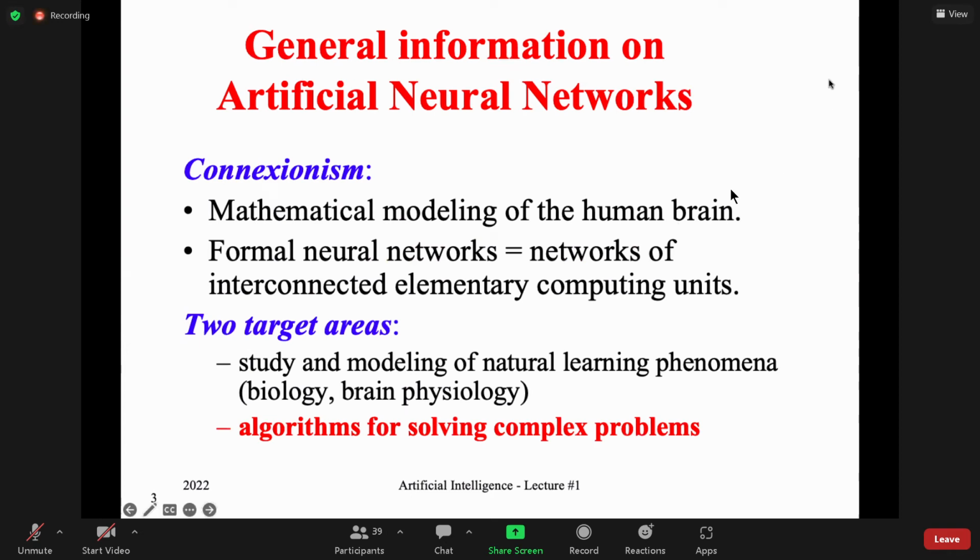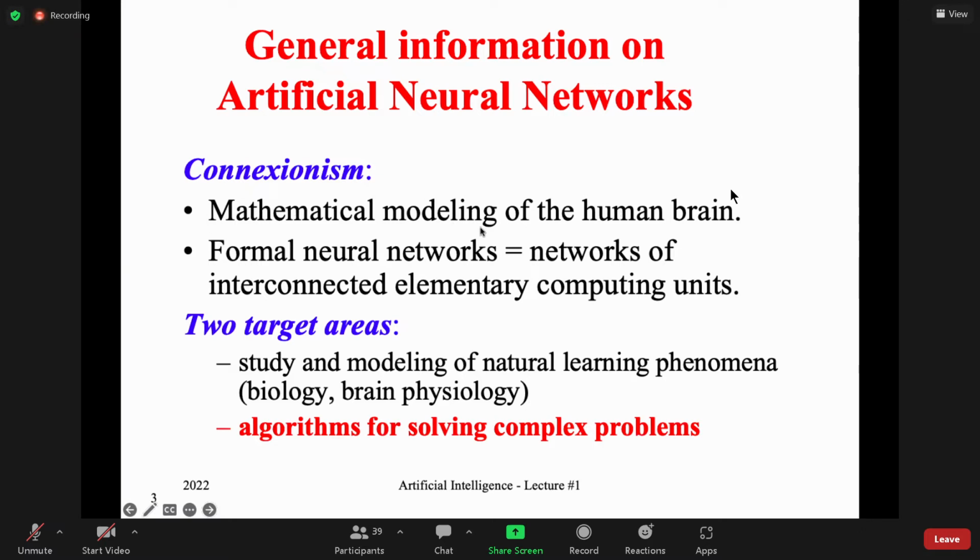First, some general information. There are different definitions. We are speaking about connectionism, because inside artificial neural networks we have neural networks. And the definition of artificial neural networks is the modeling of the human brain.